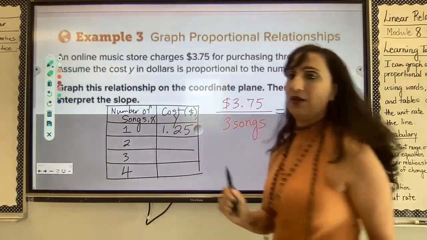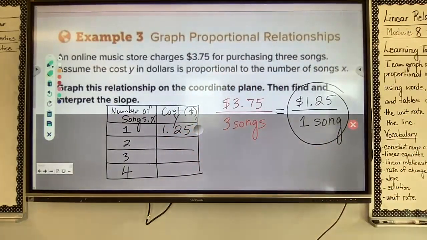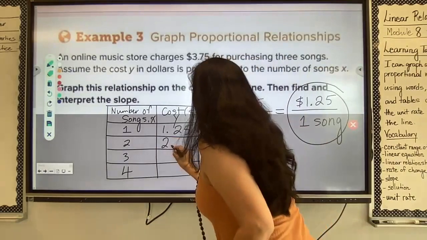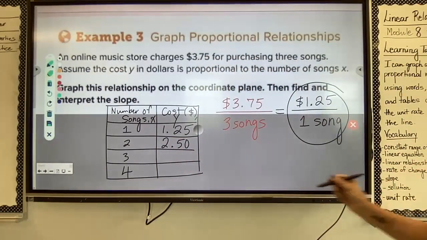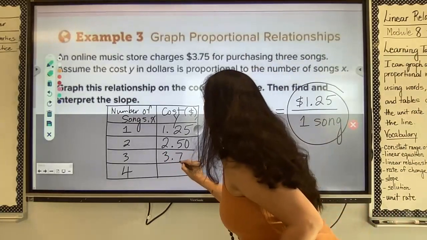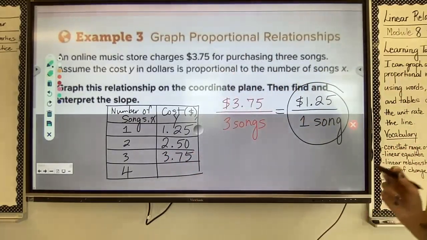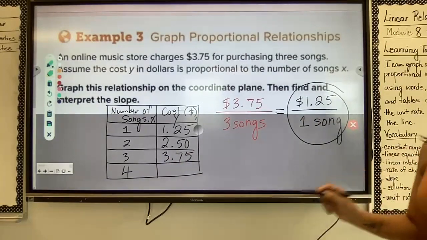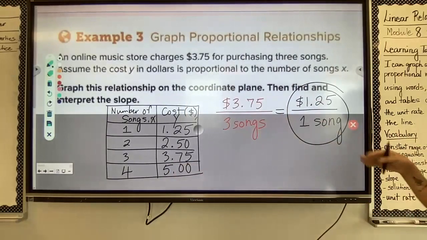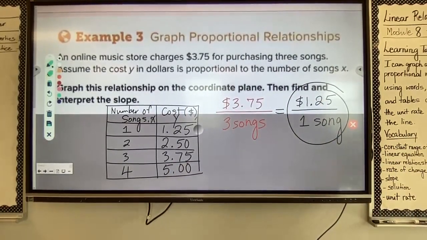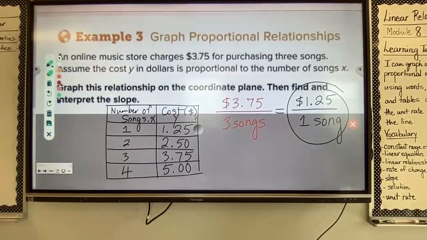$1.25. Okay, so for 2 songs, it would be double that, or 2 times 1.25, I would get $2.50. And then for 3 songs, it would be $3.75. And for 4 songs, it would be $5. Okay, so first I create a table like this. And then after I've created the table, I'm going to graph the ordered pairs.